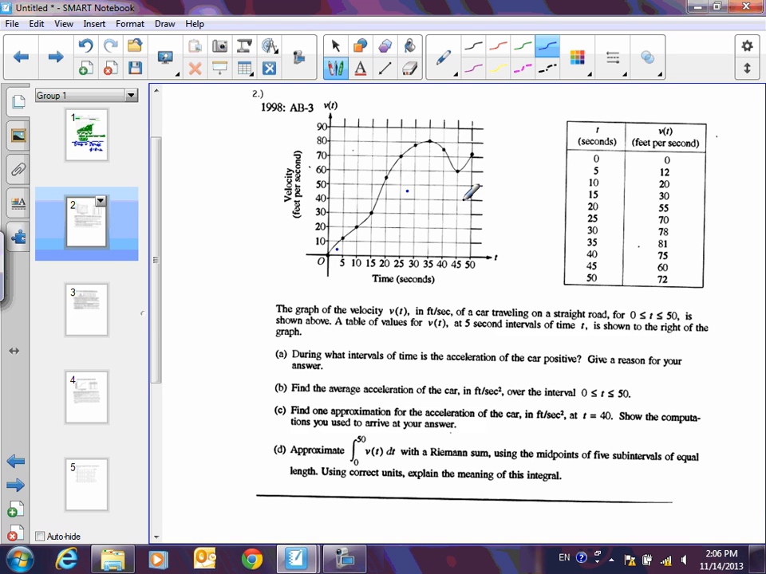All right, it's good that you have a picture of what's going on, because when they ask you questions, it's so easy to get acceleration, velocity, and distance mixed up. You've got to keep them straight. So here, this is what we call a question stem. There's many things I could ask you from here. A says, during what intervals of time is the acceleration of the car positive? And then I have to give a reason, and my reason better involve calculus. So when is the acceleration positive?